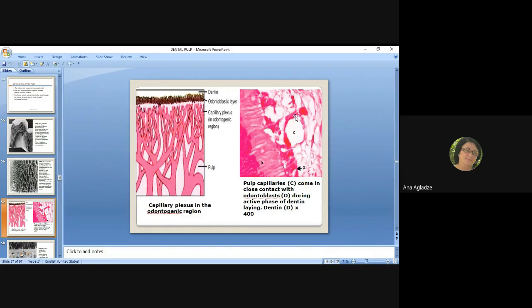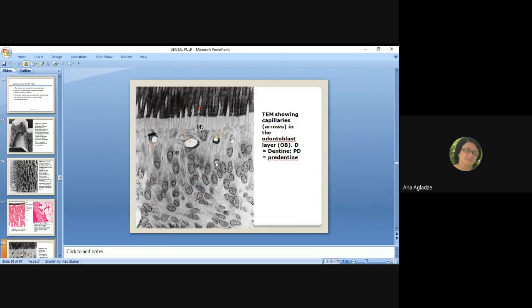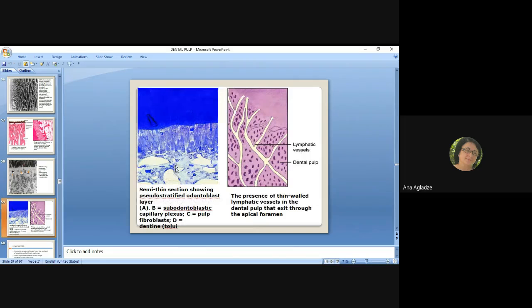And here you can see these are pulp capillaries, which are very close to the odontoblasts, very near to the odontoblast layer. The capillaries in this subodontoblastic zone are fenestrated. Here you can see these capillaries. They are fenestrated. And what does it mean?